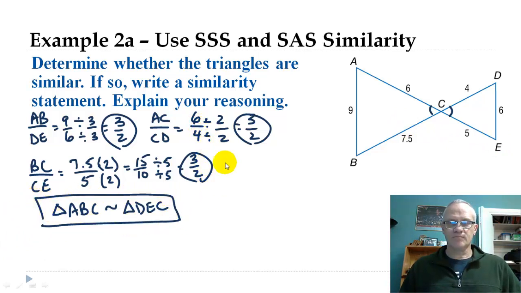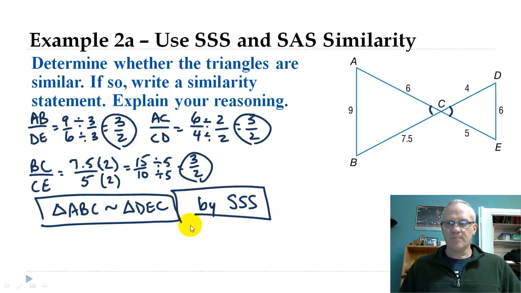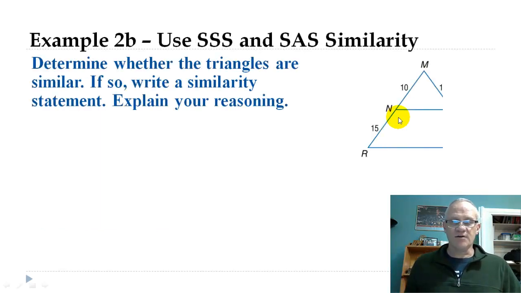And then the reason why we could say that is because it was side, side. That's the way we did this. Now you could have also called this side angle side, because if you found the ratio of 6 to 4 and the ratio of 7.5 to 5, you could have found that those two had the same ratio, and we knew that these two angles were the same. So that would have been a side, an angle, and a side. So we could have also used side, angle, side there. But I wanted to use side, side in this one, because in this next one, it's going to look a little different.